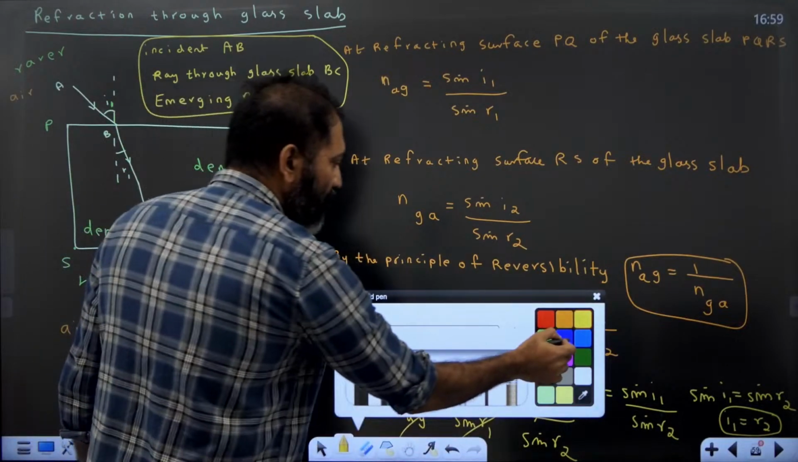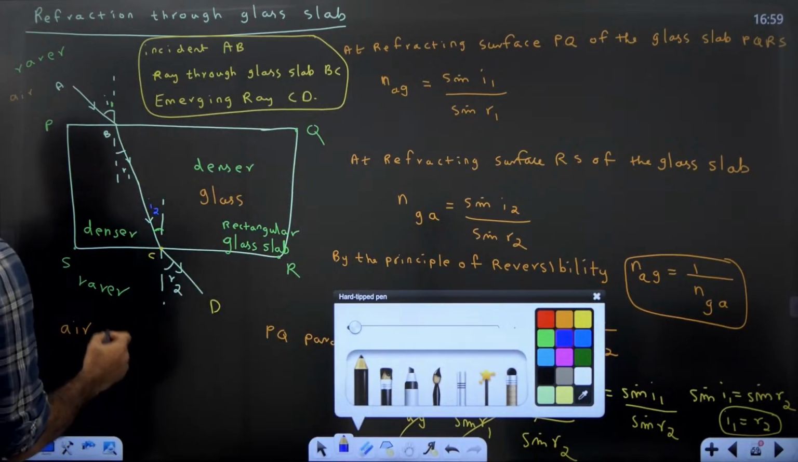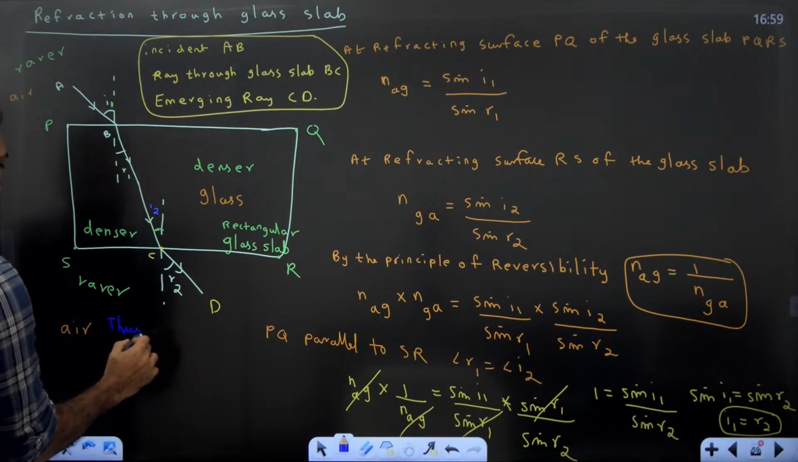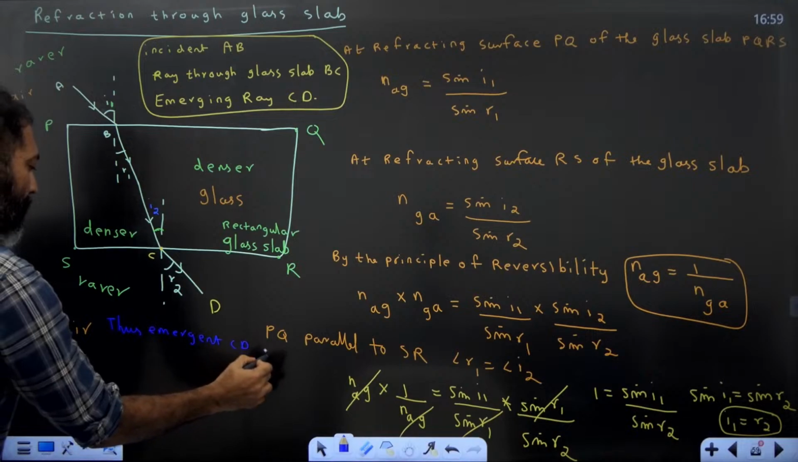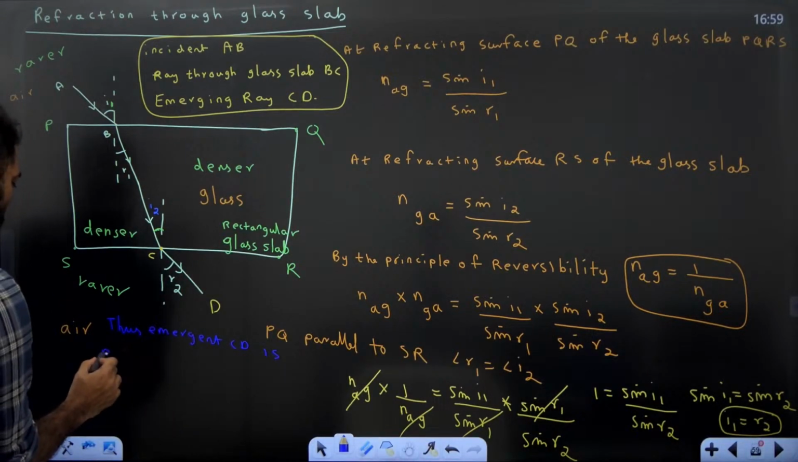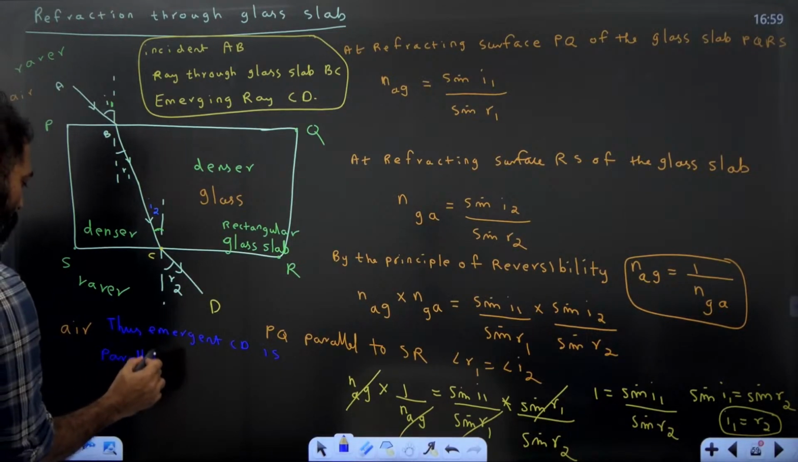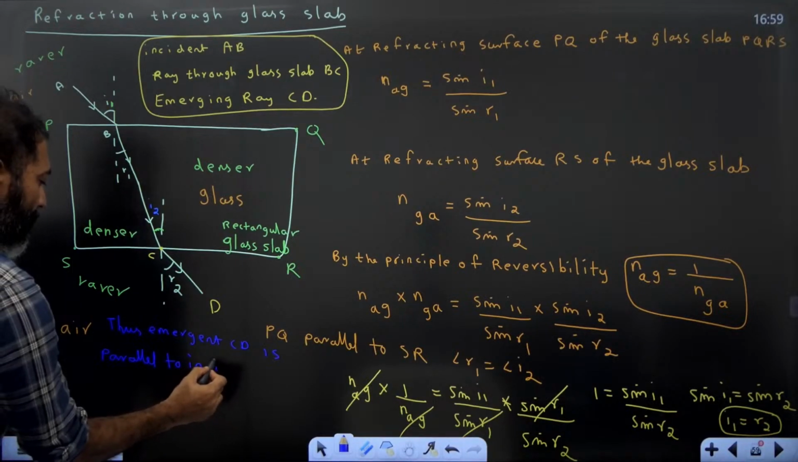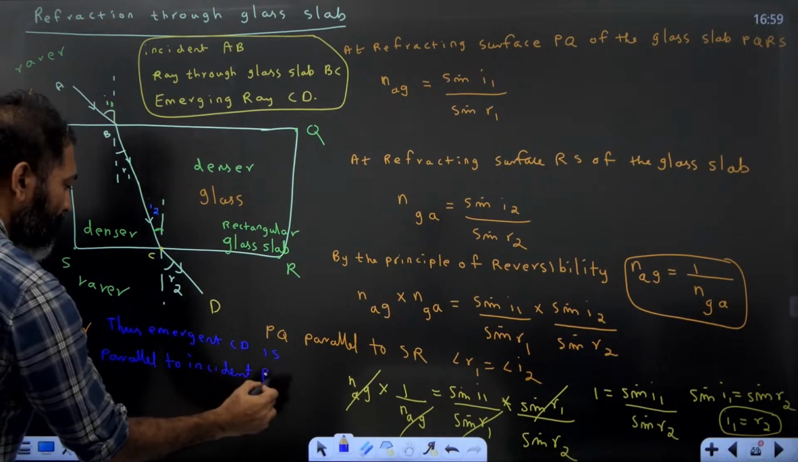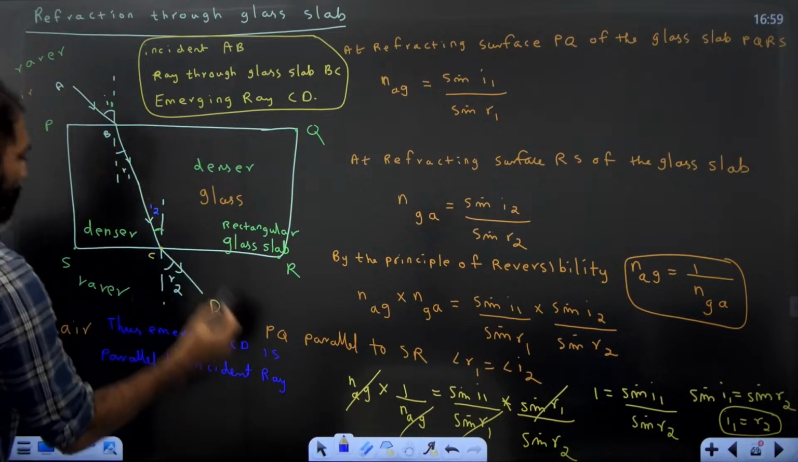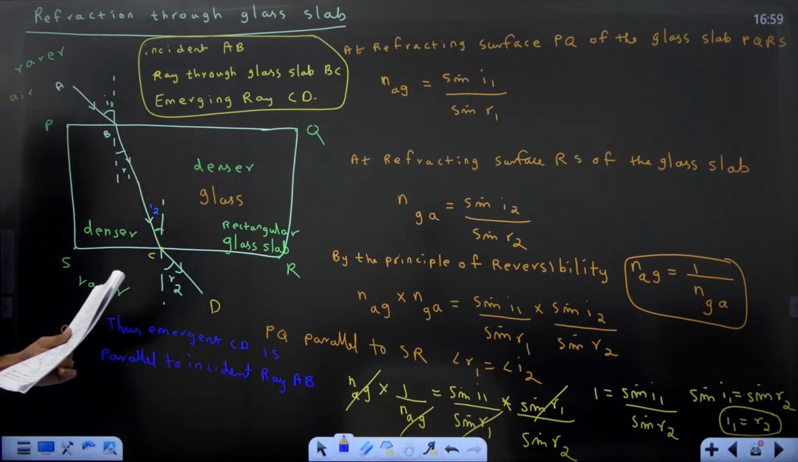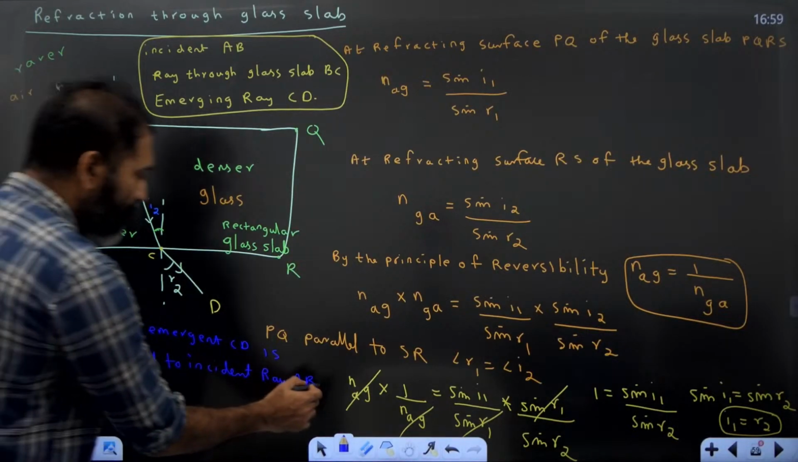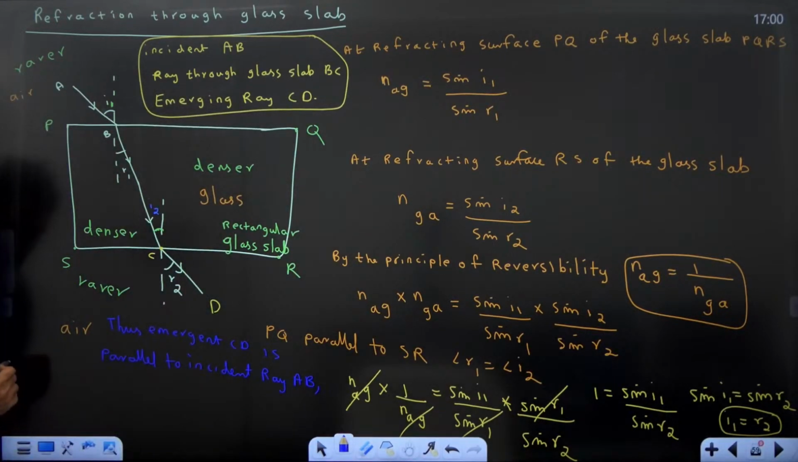So what is our understanding? Thus we have understood, I am writing with the blue color, that emergent ray CD is parallel to incident ray AB, but there is a problem. But it has been laterally displaced.